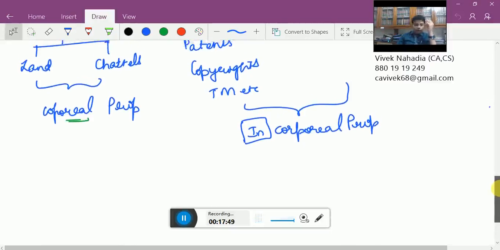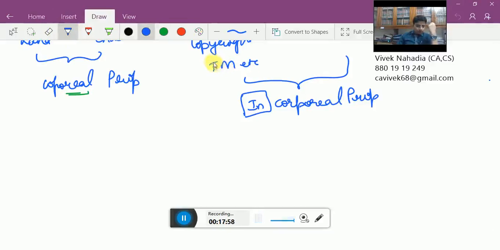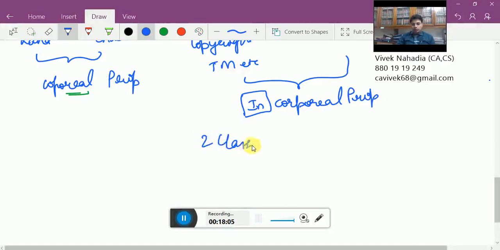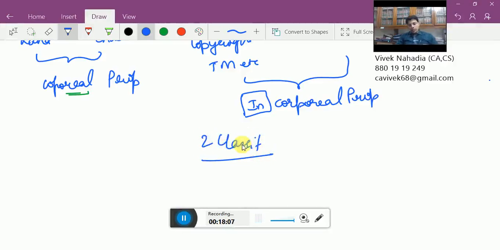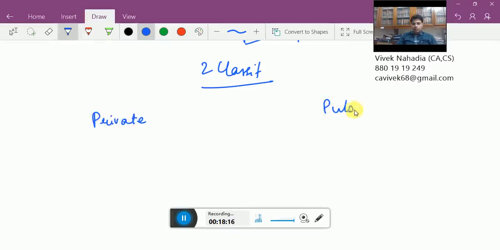Let's go ahead. Another classification of property. We said jura in re propria and jura in re aliena are the two kinds of property. We are now talking about the two classifications of the properties also. What are the two classifications? The property can be a private property, or the property can be a public property. Okay, so let's talk about the private property.